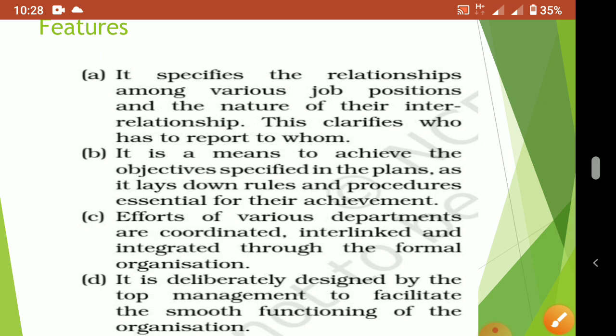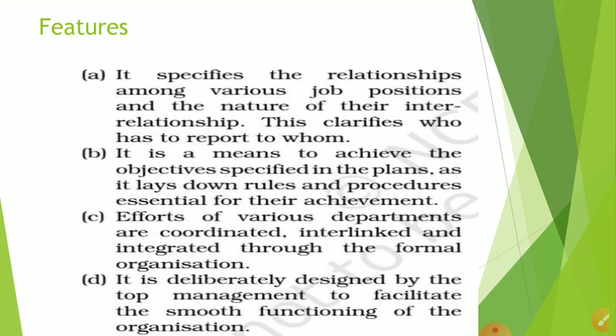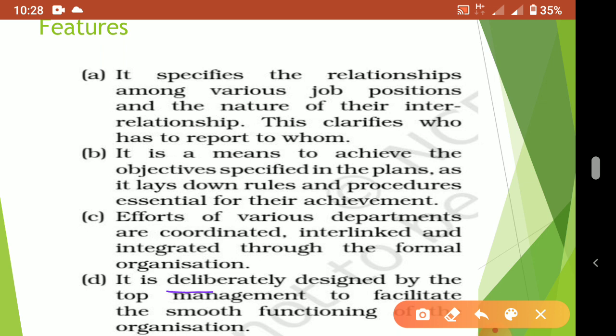So you remember this, because when we study the other type, you will understand. It is deliberately designed by the management. Deliberately designed means what? Purposefully, or willingly they are creating it. It is not emerging from somewhere, this organization. We have to create this organization for the smooth functioning of the organization. So these are the features. We can see relationship among people, job relationship, and we have to work according to the plans, rules, and procedures laid down by the top management. And we can see coordination, interlinked activities and integrated activity through the departments, and it is deliberately designed by the top management. So these are the features.